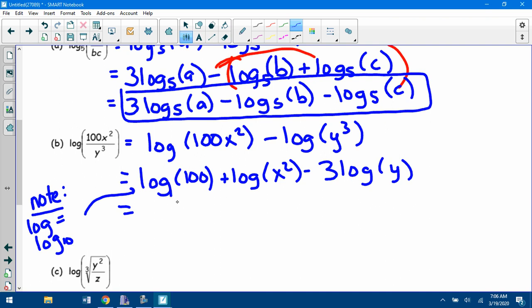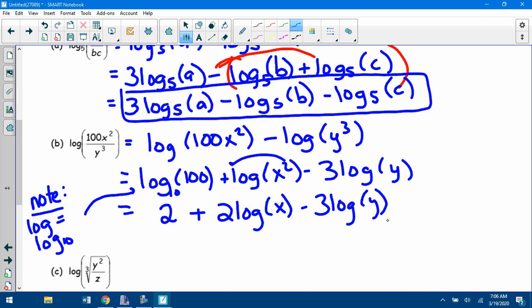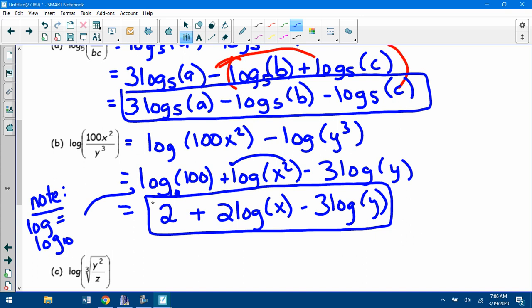So knowing that, what would be log of 100? Log base 10 of 100. 10 squared. So that's a 2. Plus, here I can still bring that 2 out front. 2 log x minus 3 log y. There you go. Expand it as much as possible.